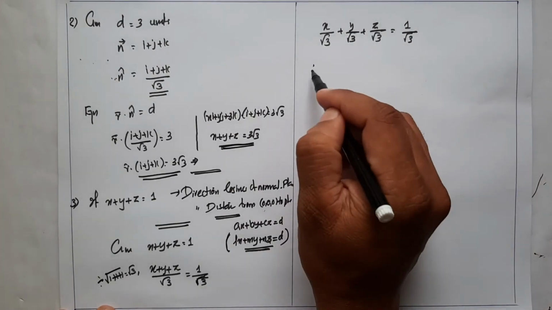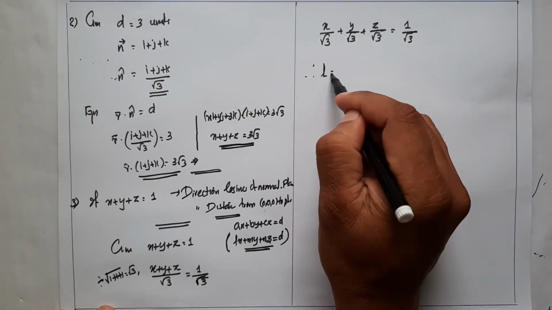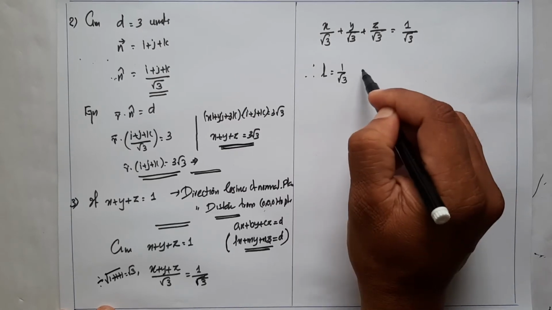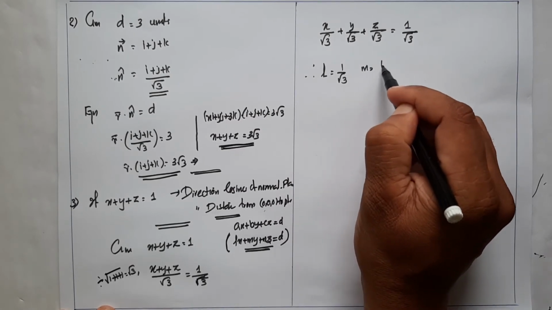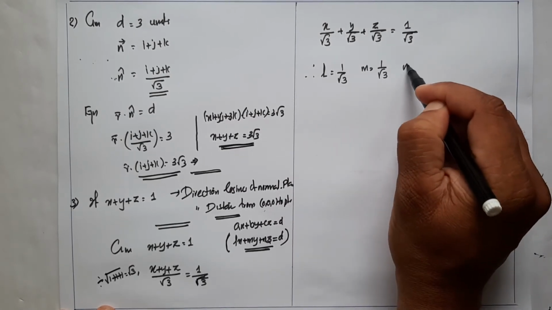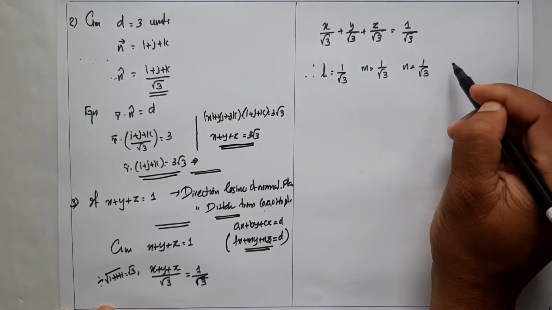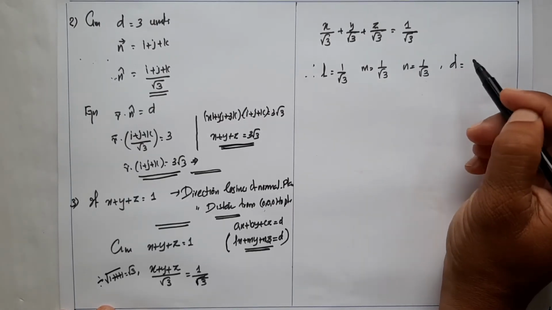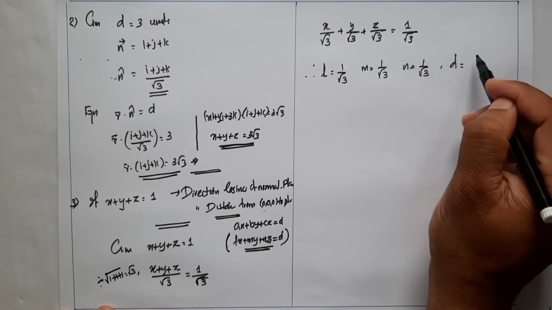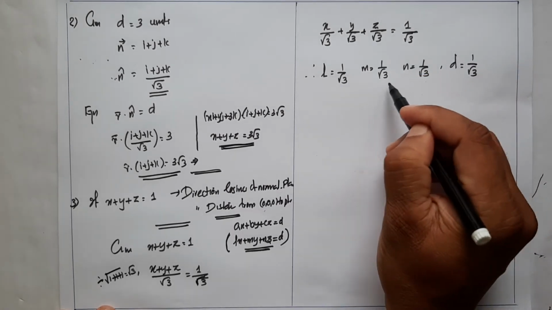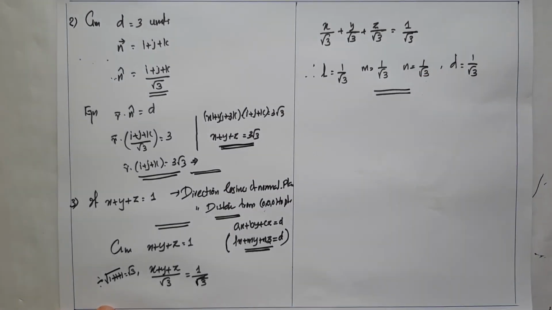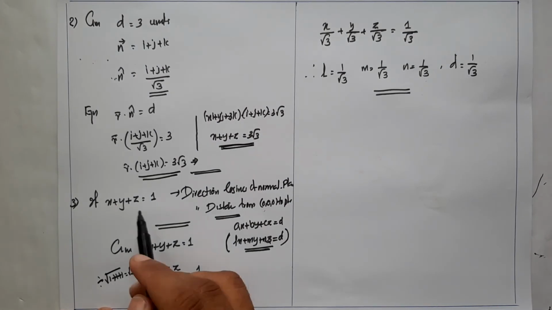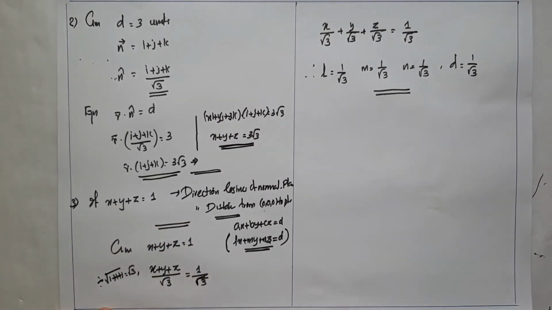Therefore cos alpha, which is l, is 1 by √3, cos beta, which is m, is 1 by √3, and n is also 1 by √3. The distance d from the origin to the plane is 1 by √3, which is the normal form of the equation of the plane. That's a very simple question.